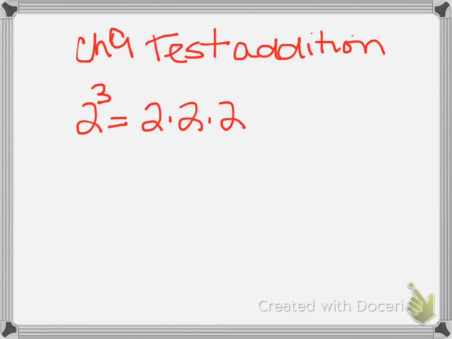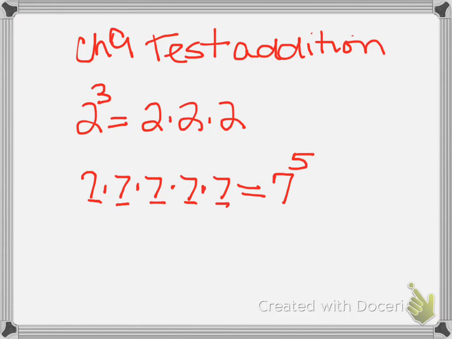So the opposite of that, if you had to write a product with exponents, let's say that you had 7 times 7 times 7 times 7 times 7, and you had to write that with exponents, you would take the base of 7 and write the exponent of 5, since there's 1, 2, 3, 4, 5 sevens. So that's writing with an exponent.